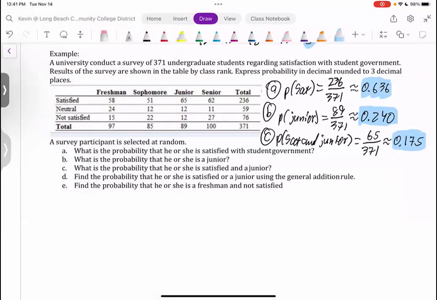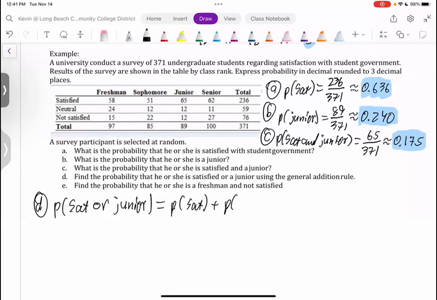Part D. What is the probability that he or she is satisfied or a junior using the general addition rule? Okay, so probability is satisfied or a junior. So this is going to be the probability of satisfied, plus the probability of being a junior, minus the probability of satisfied and a junior.